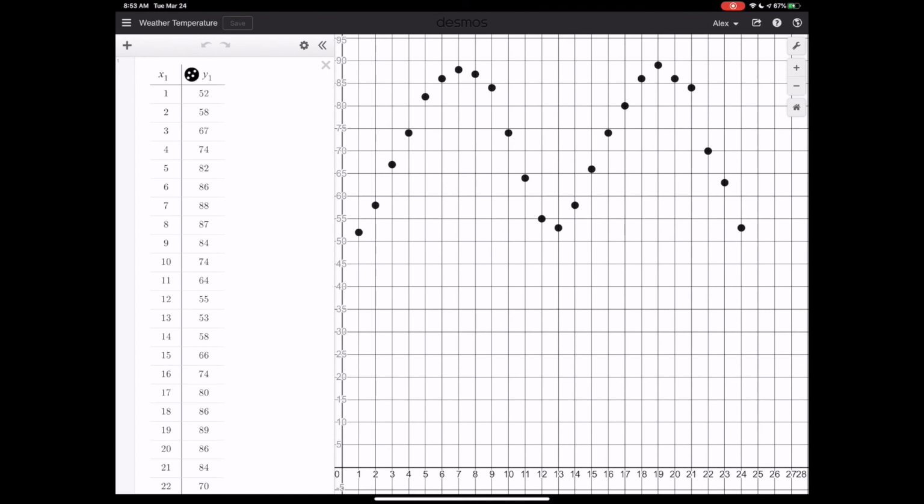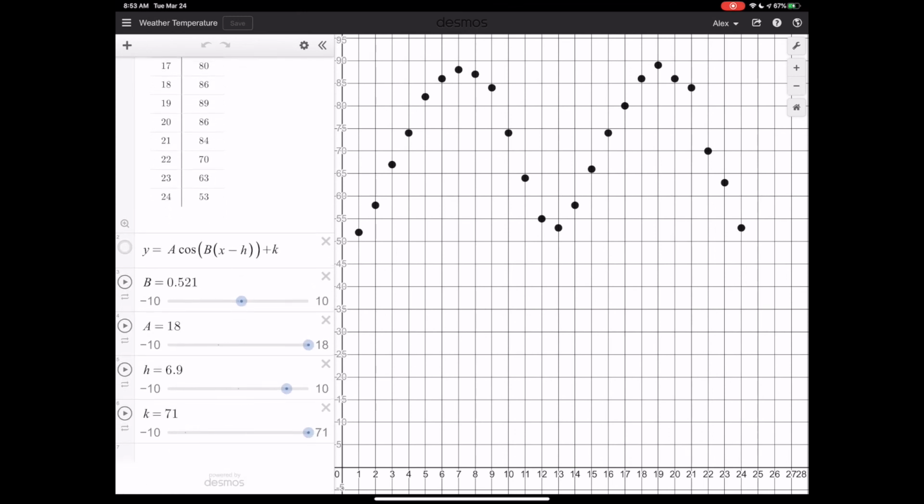So once you collect all your data and plug it into a table on Desmos, go through and create the general graphing form for sine and cosine. So literally type in y equals a cosine, parentheses b, x minus h, plus k, or you can use sine. It's completely up to you. And then we can play around with the sliders after you click add slider to create a graph that will match my data as accurately as possible.